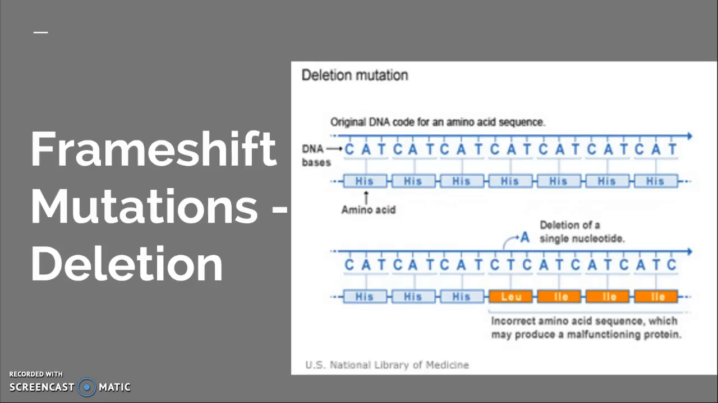Lastly, we have a deletion mutation. Same thing. We're going to start with that histidine, and then we're going to take out one of these A's. When we take out one of these A's, we're changing the sequence again. And when we change the sequence again, we're changing the amino acid, thus changing the protein. So the big thing that we are doing here is we're changing the protein that we're making. And we're changing the instructions for the protein.